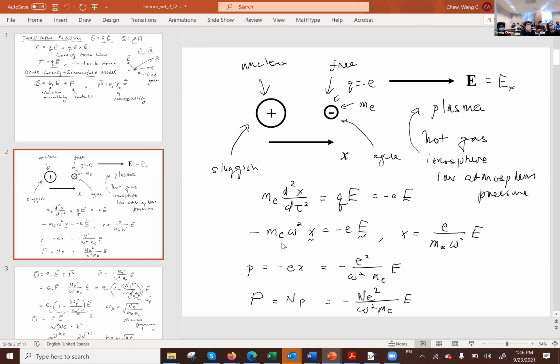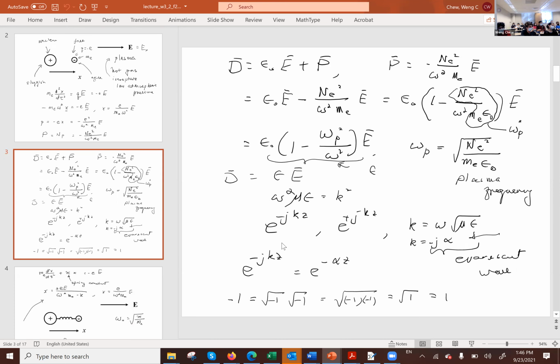And then once you have this equation, even though they involve time derivatives, they can be easily solved in the frequency domain. So you use the Fourier technique to solve them. You get the relationship between P, the polarization density, and the electric field. And once you know the polarization density, you can put in the expression for the permittivity. And then the wonderful thing, or very strange thing you find, is that the permittivity can become negative for a plasma medium.